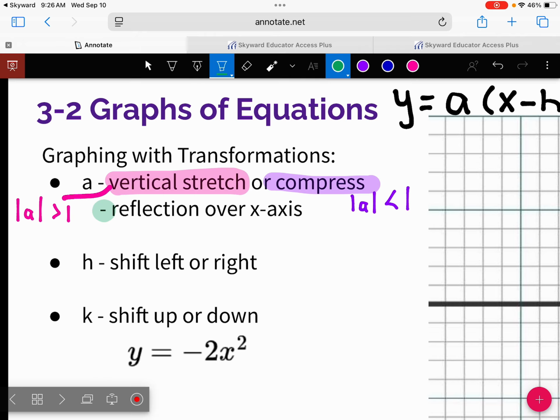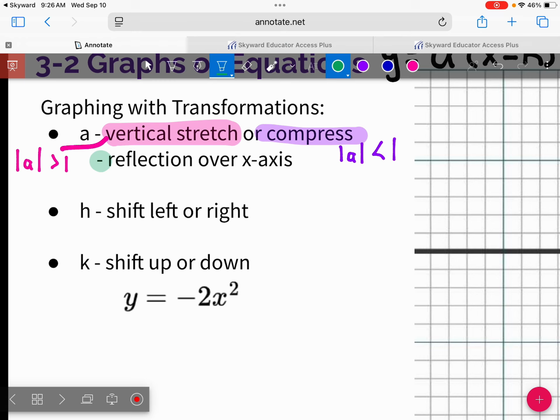H is just a shift left or right. K is going to be a shift up or down. So when we're looking at these transformations, a lot of times we're going to use that parent table to help us make our new graph without having to think the whole thing from scratch.